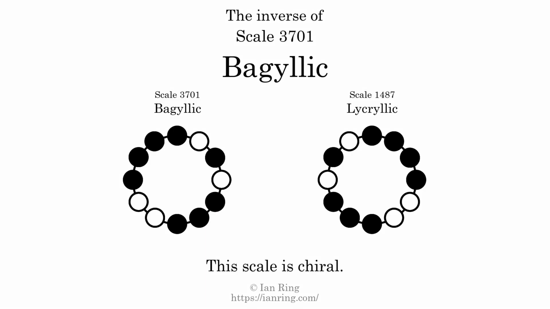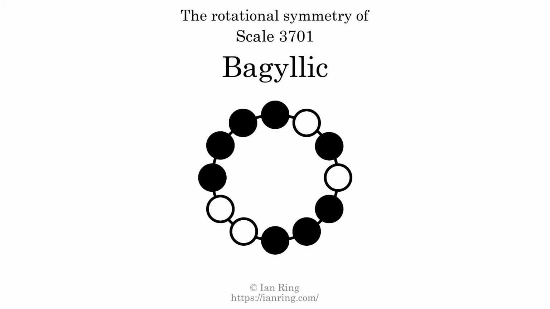The inverse of a scale is a mirror image. It is what you get when the sequence of intervals is reversed. The inverse of this scale is scale 1487, also known as Bagyllic. This scale is chiral. It cannot transform into its inverse by rotational transformation. This scale has no rotational symmetry.